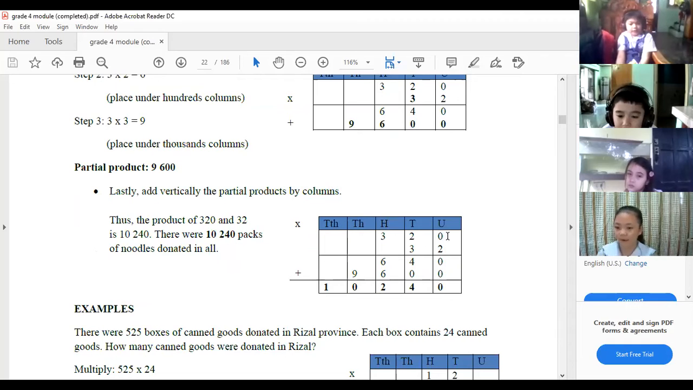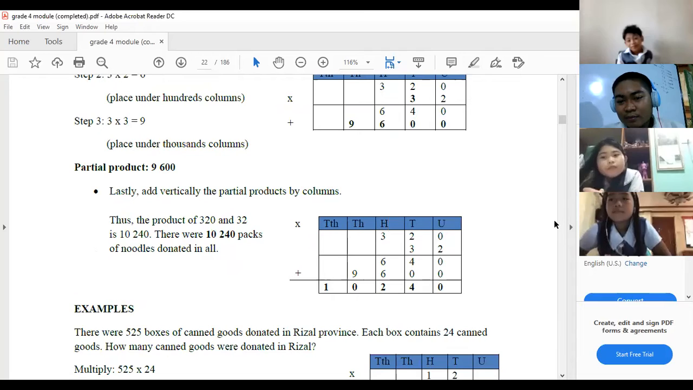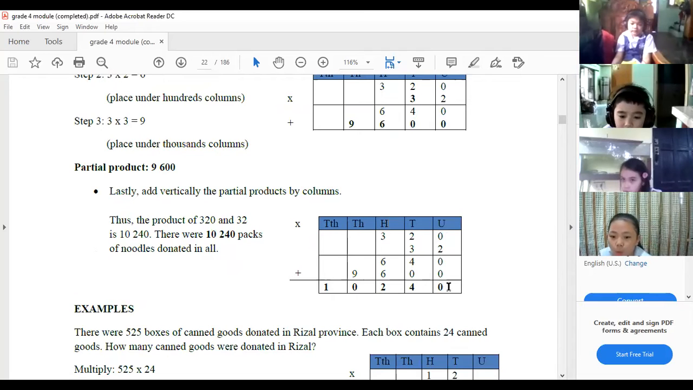Bring down 0. 0 plus 0 is 0. 4 plus 0 is 4. 6 plus 6 is equal to 12, so carry 1 to the next column, right? So 1 plus 9 is 10. The final answer is 10,240. So there are 10,240 packs of noodles given to the different evacuation areas, right?